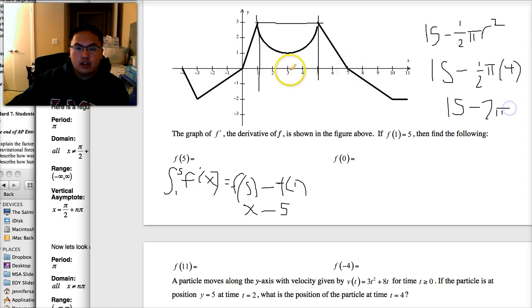That's the area under the curve. This area is 15, the box, minus 2 pi. So this is 15 minus 2 pi. And when we did rectangles and trapezoids, and this is just something I like to do, I like to put the area here and then circle it.